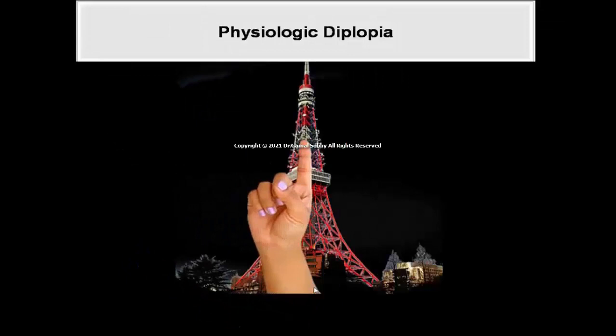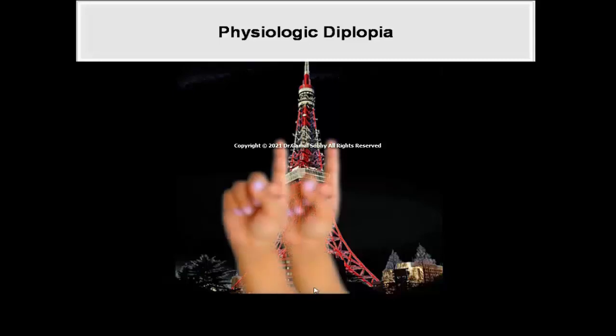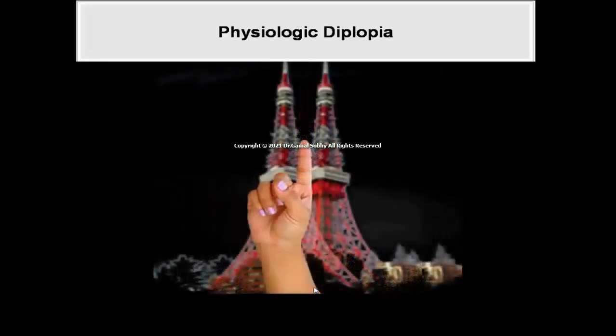Put your finger at reading distance in front of your head, and in its midplane. Select an object at infinity in line with your finger. Fixate the more distant object. Your finger will be seen double. Fixate your finger. The more distant object will be seen double. This is a physiologic diplopia.